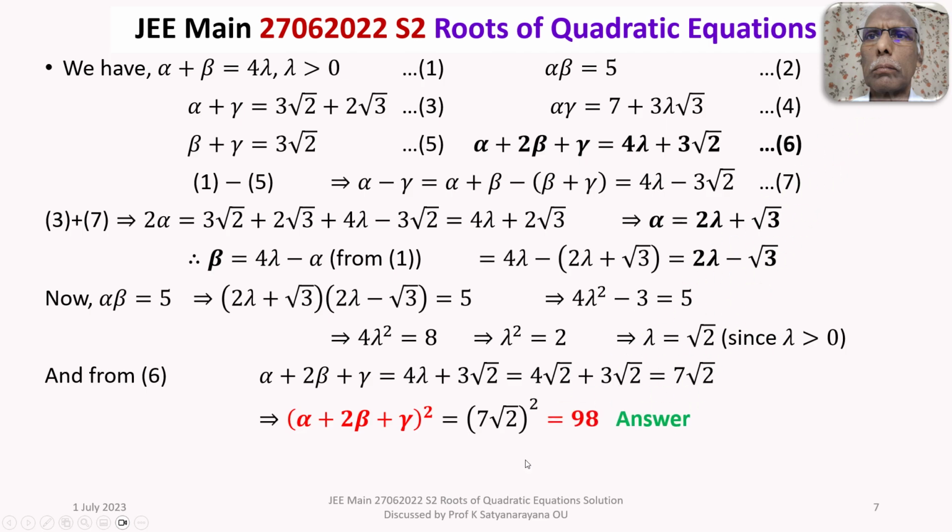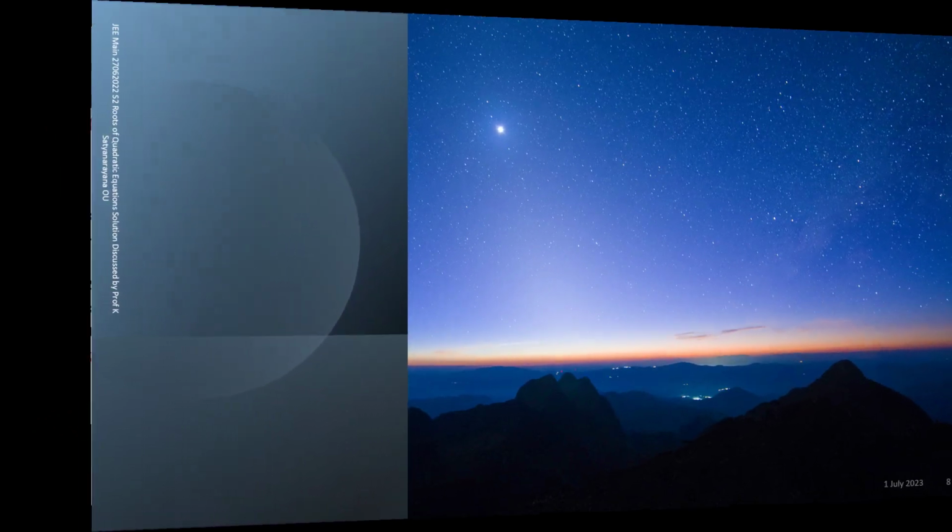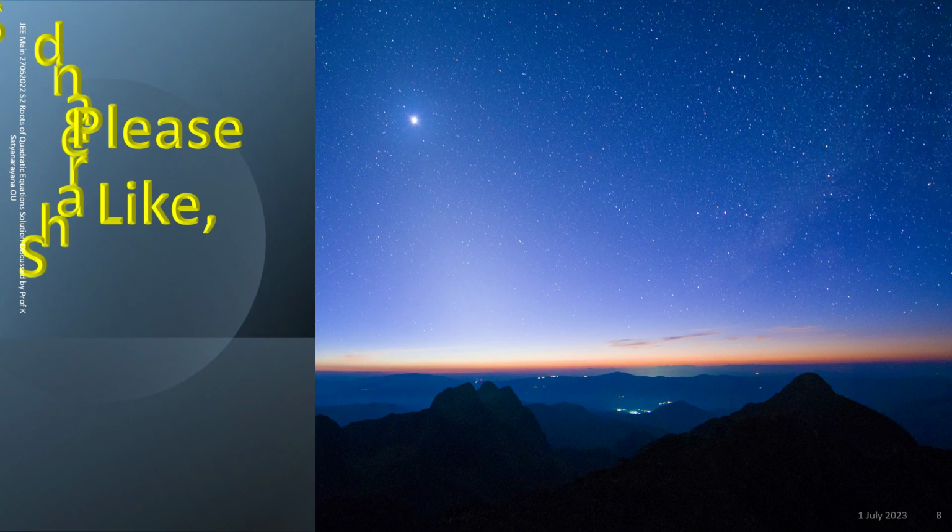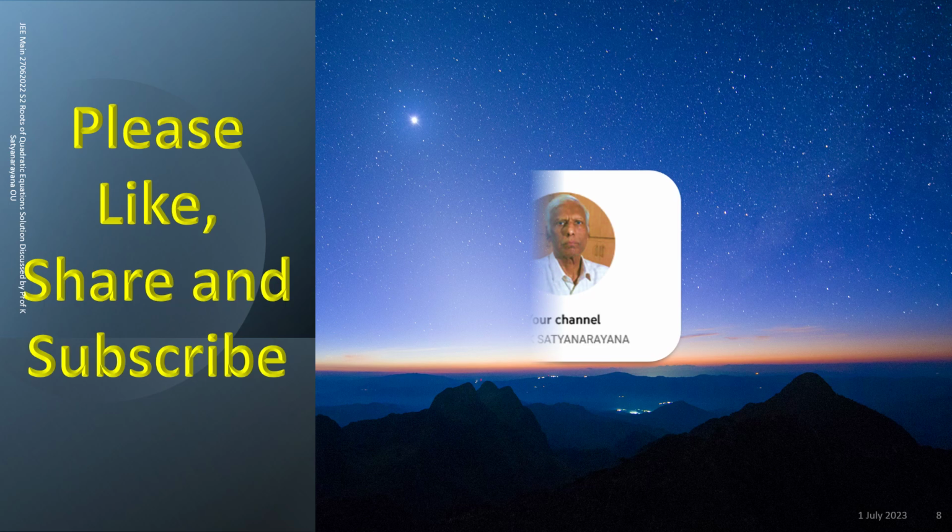And that is the detailed discussion of the solution of the problem, which is based on the properties of the roots of quadratic equations, and the question is from the section complex numbers and quadratic equations. I am sure that you have understood the solution of this problem, and I wish you all the best. Thank you.